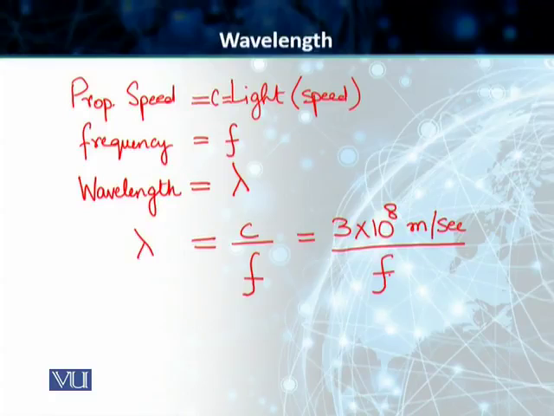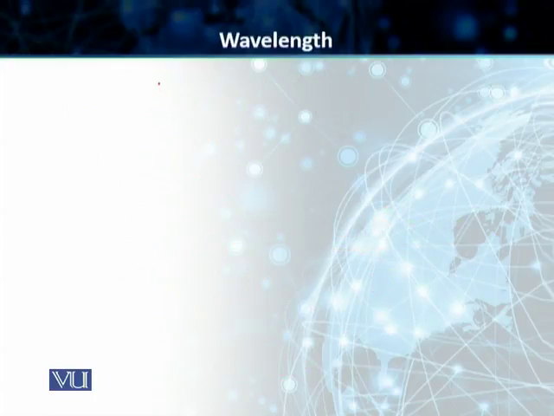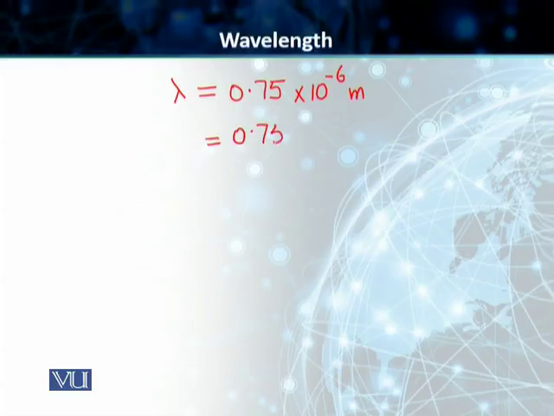Let's try to do that for the red light. Now in the case of red light, our frequency is 4 multiplied by 10 raised to the power 14. Now if you do the maths, this comes out to be equal to 0.75 into 10 raised to the power minus 6 meters, or 0.75 micrometers.